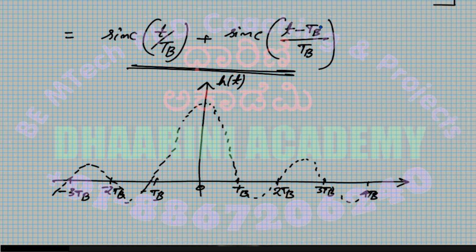So t minus tb means what? It is actually shifted to the right, because there is a minus, t minus tb. If I write x of t minus t naught, that is the right shift. So it is right shifted by how much? Right shifted by tb units. So the same waveform you can see coming like this. Okay, something like this.